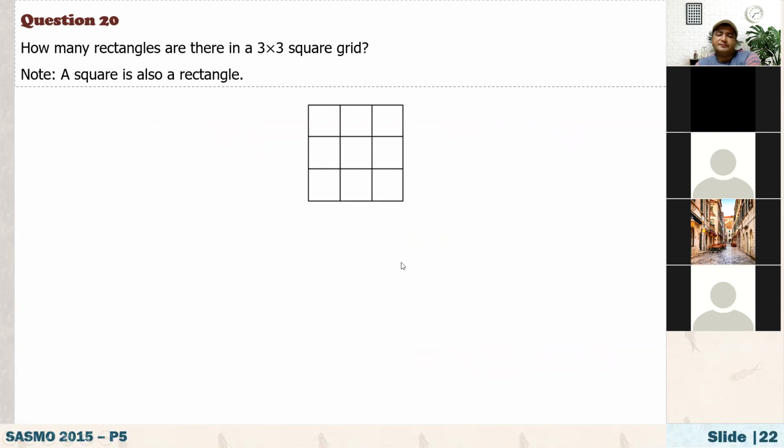Okay, let's move to the next question. Ayhan, can you read the question? How many rectangles are there in a three times three square grid? A square is also a rectangle. A square is a special rectangle, because the definition of a rectangle is a special quadrilateral whose opposite sides are equal and all interior angles are 90 degrees.